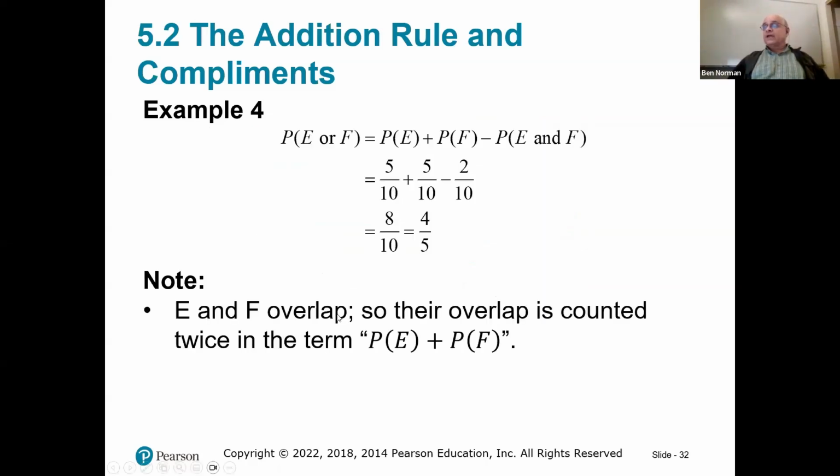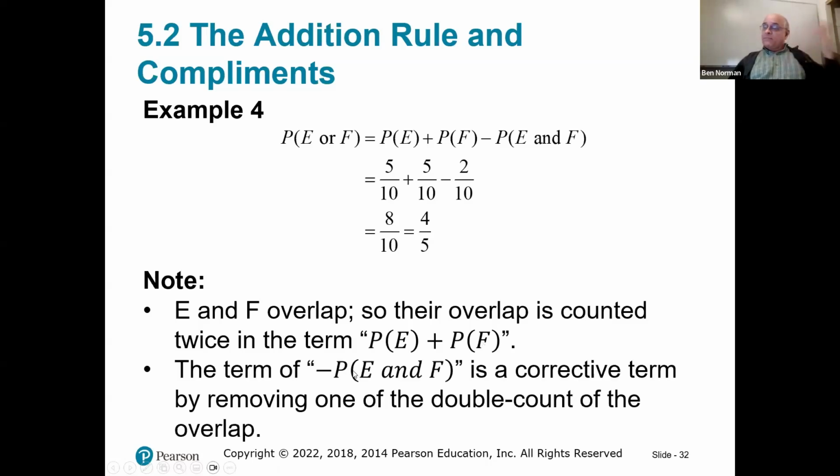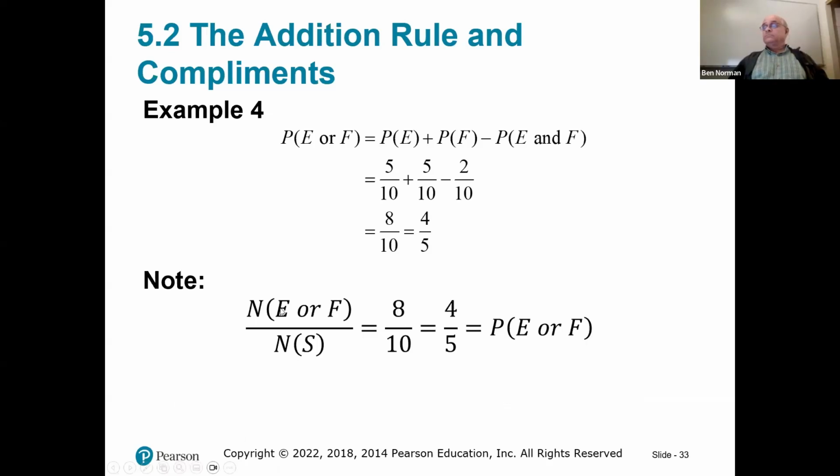Note, E and F overlap. Their overlap is counted twice in the term probability of E plus the probability of F. So the term minus probability of E and F is a corrective term, removing one of the double counts of the overlap. Note, the number of E or F divided by the number in the space, 8/10, equals 4/5, which equals P of E or F.